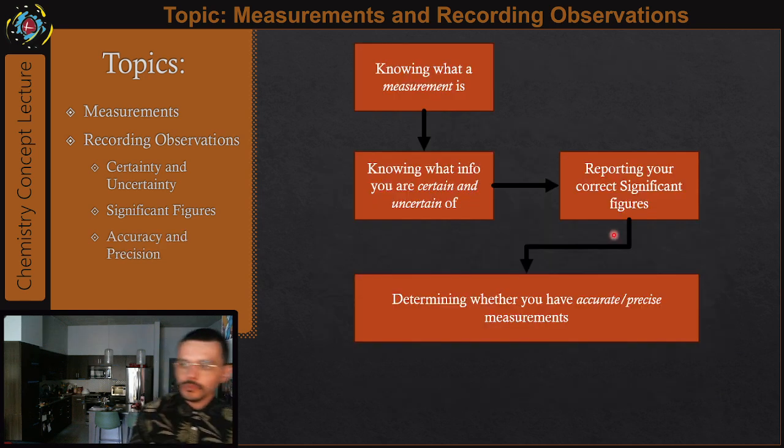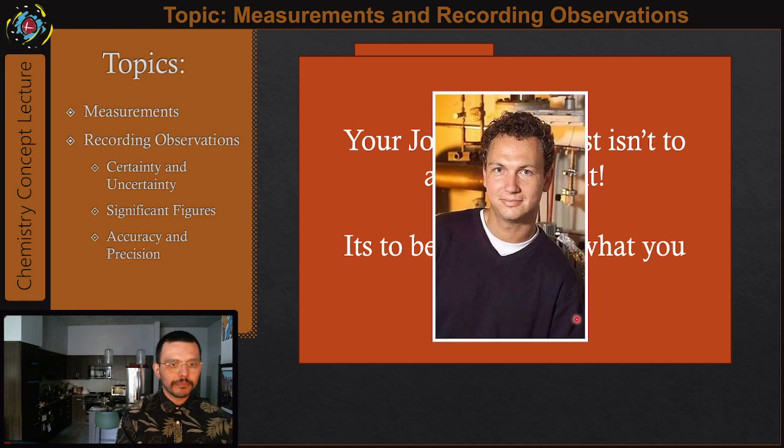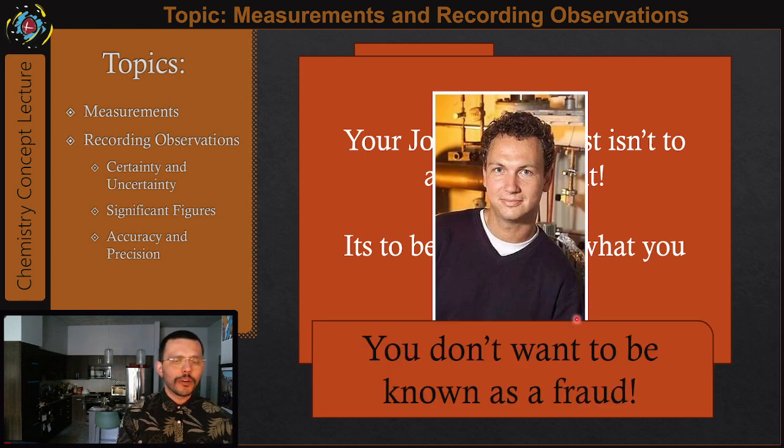So for today's class, pretty short, we learned what a measurement is, and with that we're able to explain what info we are certain of and we are uncertain of, which we can then use significant figures to report. And lastly, we can determine whether we have accurate or precise measurements that way. Remember, your job as a scientist isn't to always be right, it's to be truthful on what you report, because you don't want to be known as a fraud.